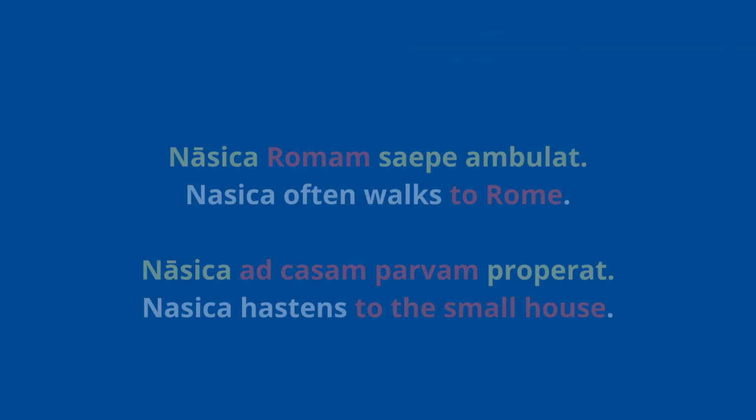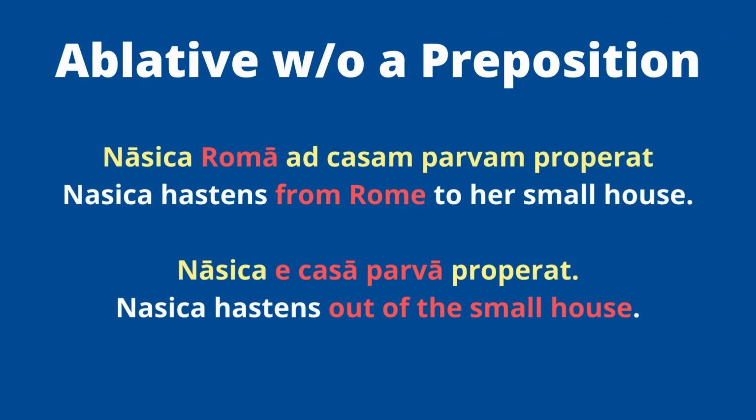Okay, so that's a good way of seeing how these two things flow together. Okay, here's the ablative. If you said Nasica Roma ad casam parvam properat, I'm saying Nasica hastens from Rome to the small house, right? Roma here with the long A is ablative. It's expressing I'm going out of or away from Rome. And we don't need a preposition because I'm talking about a city and I'm still using the ablative case.